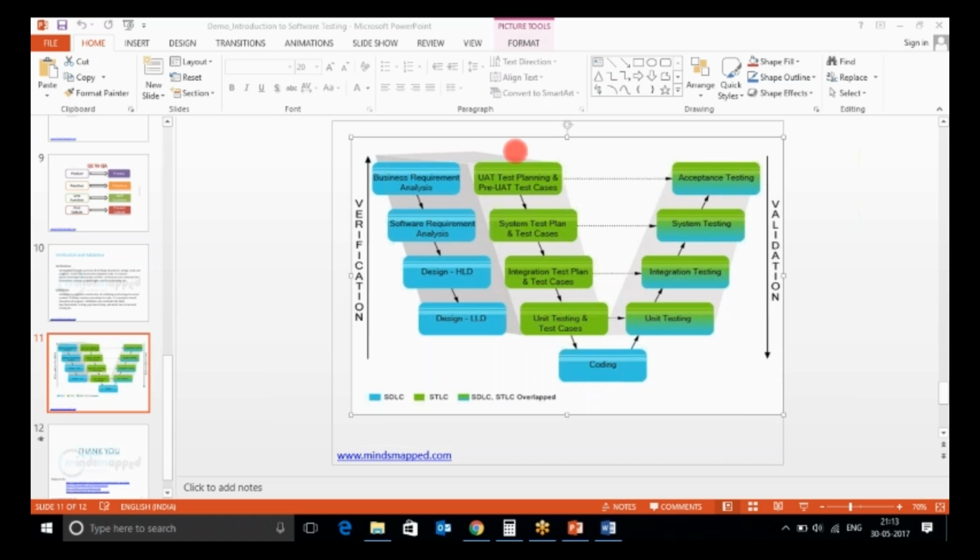So this is your V model, and we will definitely be covering all of these phases in detail in the session on methodologies, and I'll be providing you notes for this. So this is it for now.